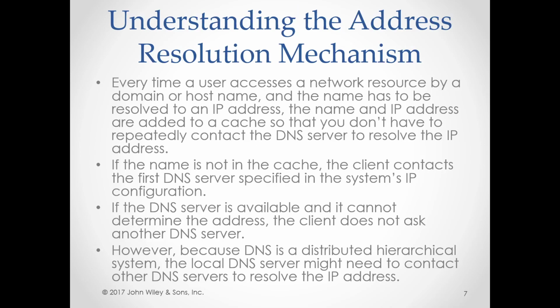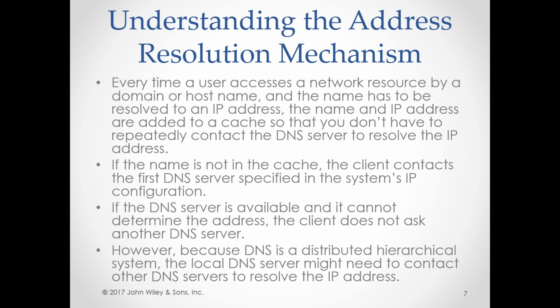Every time a user needs to look something up, needs to contact a server, wants to contact another host, another device, it needs to be able to resolve that to an IP address. So if it knows about that, that gets added to a cache on that client. Those IP addresses and names are cached, so it doesn't have to look it up every single time. It doesn't have to contact the DNS server every time to find something.